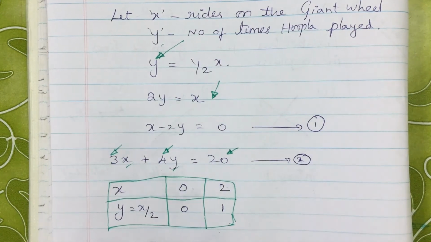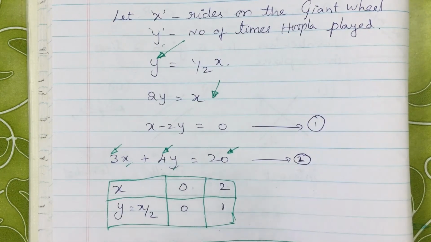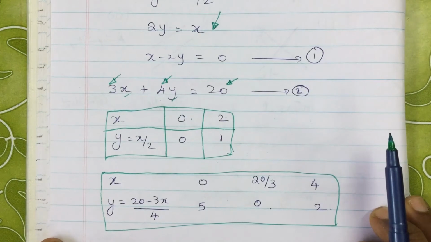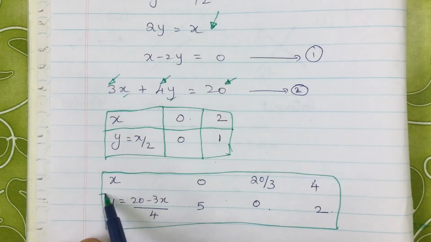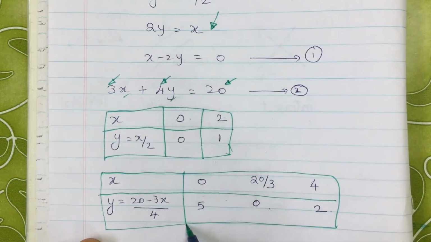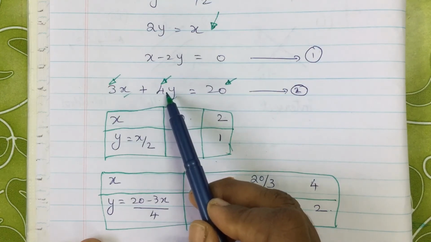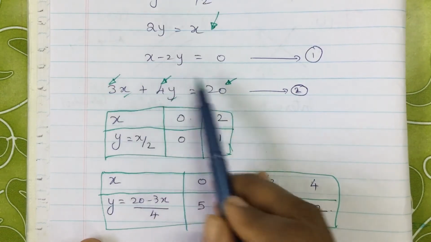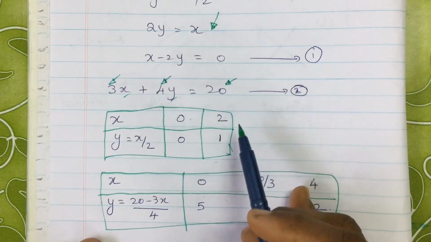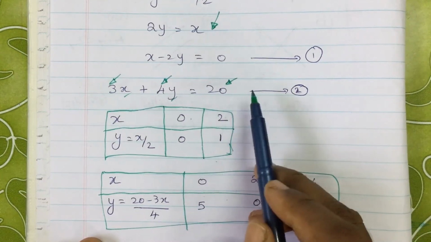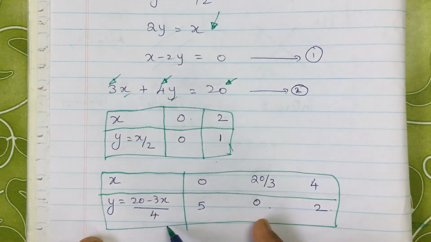And from the second equation, what does my second equation say? 3x plus 4y equals 20. In the table I have written x here. Then how to find y? If you want y, 4y is equal to 20 minus 3x. 3x goes to the right hand side, and again if you want y, it is 20 minus 3x divided by 4. Performing simple calculations, y is equal to 20 minus 3x divided by 4.